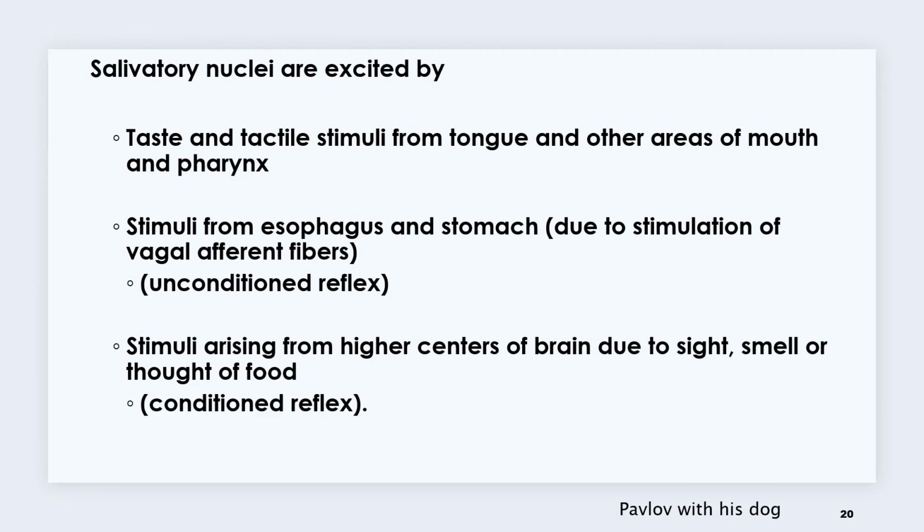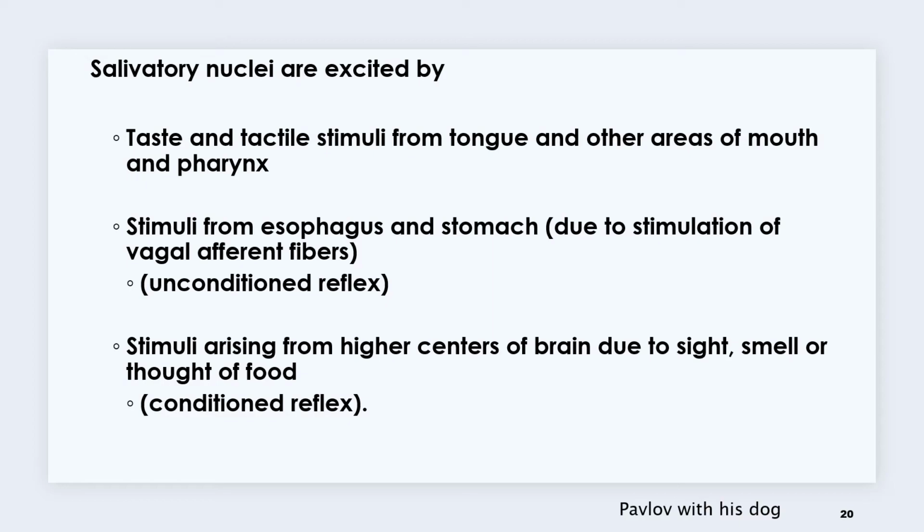Taste and tactile stimuli from the tongue and other areas of the mouth and pharynx will excite the salivatory nucleus. Stimuli from the esophagus and stomach, due to stimulation of the vagal afferent fibers, will also cause stimulation. Stimuli arising from the higher center of the brain due to the sight, smell, and thought of the food can also cause the excitation of the salivatory nuclei. So in this slide we want to discuss the reflexes. Which reflexes serve as stimuli for the salivatory nuclei to be excited?